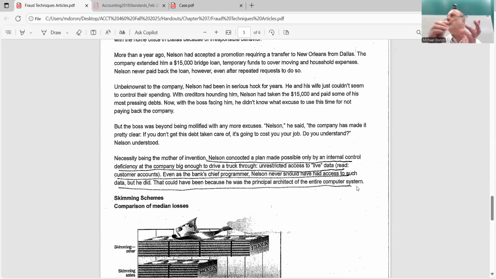Okay, so we already know, what are we looking at here? What's the problem? Poor segregation of duties. This guy designed it, and he's the only one who runs it. That's no good. Okay, we could identify that already. That's a problem waiting to happen.